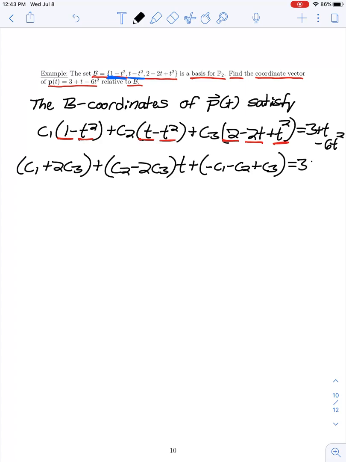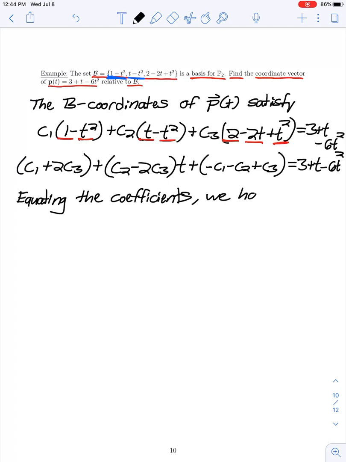And this has to equal the polynomial 3 plus t minus 6t squared. So in order for these two polynomials to equal each other for all values of t, we can equate their coefficients. So here, equating the coefficients, we have a system of linear equations.